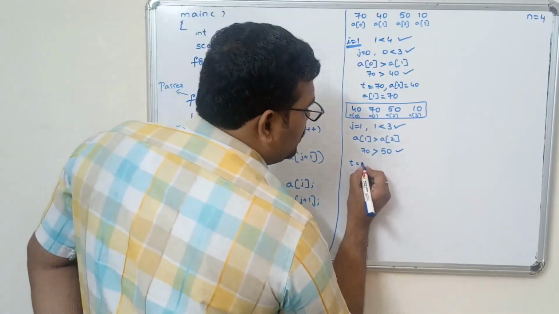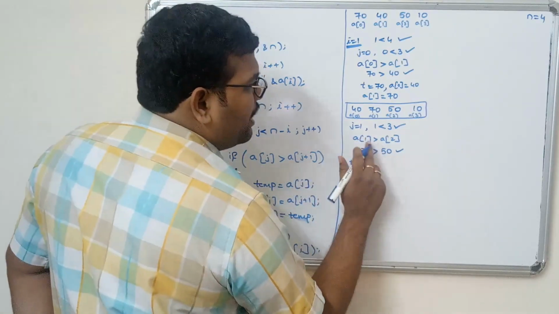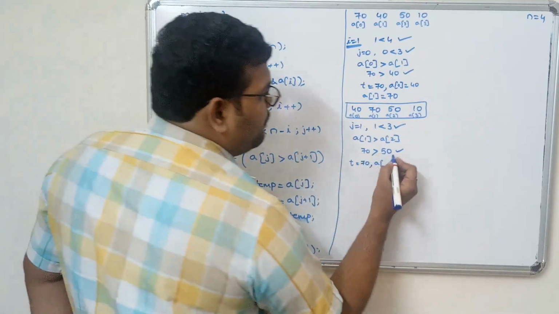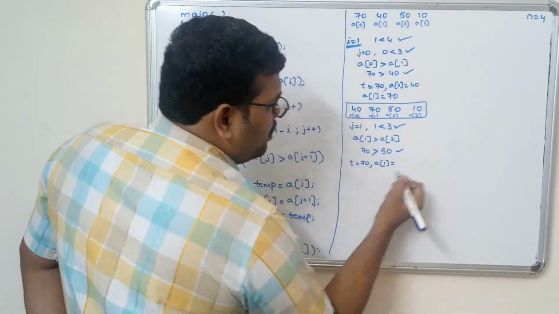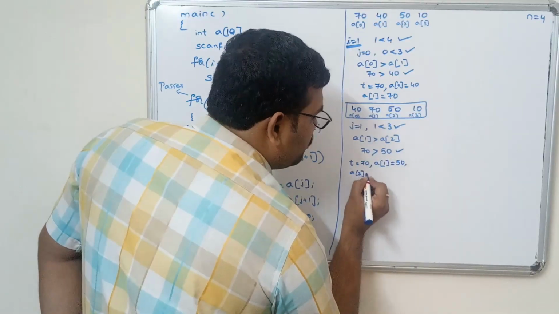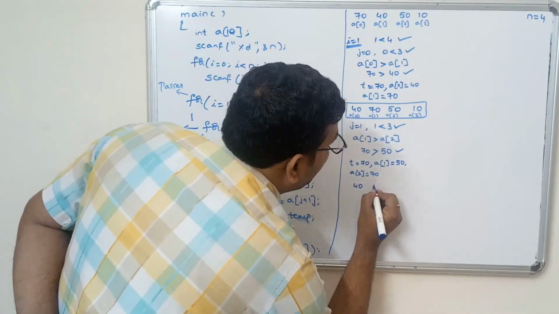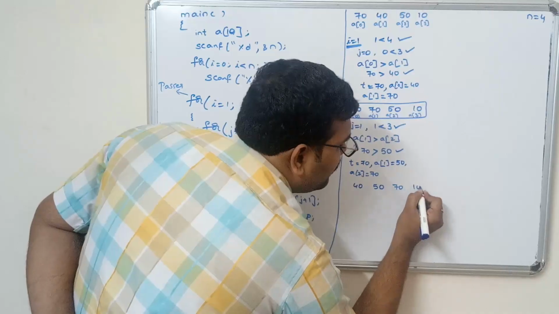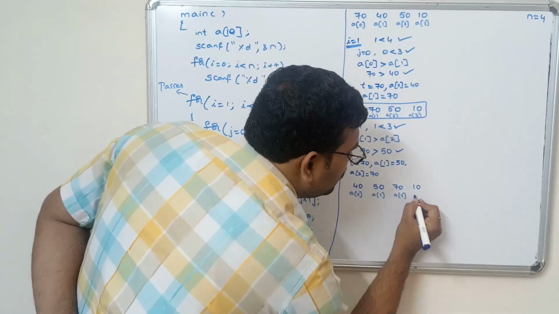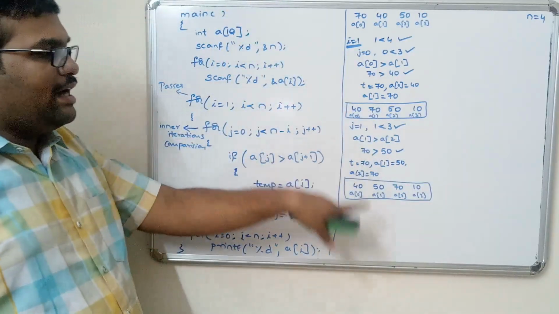Temporary is equal to a of j, that means a of 1. A of 1 here is 70. A of 1 is equal to a of j plus 1, a of 2, that means 50. Similarly, a of 2 is equal to 70. Then now the result will be 40, 50, 70 and 10. So this is the position of 0, position of 1, position of 2, position of 3. So this is the output for second iteration.